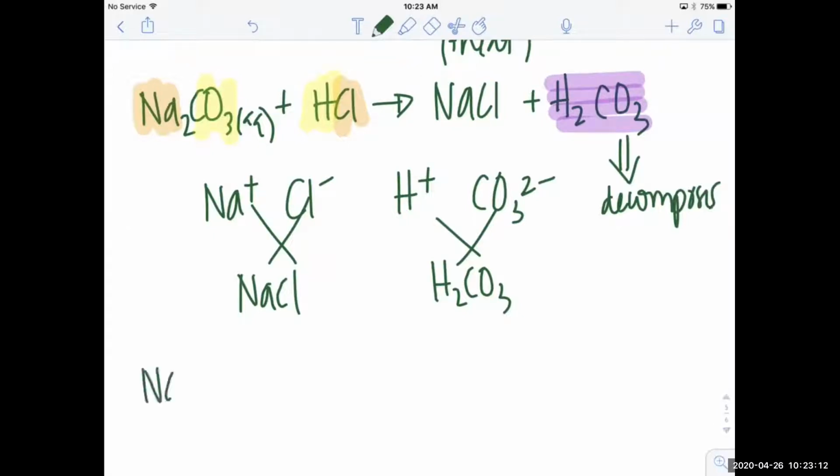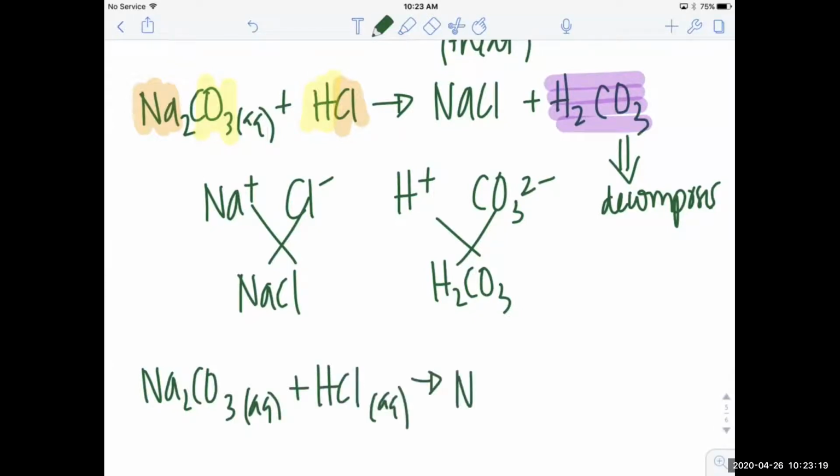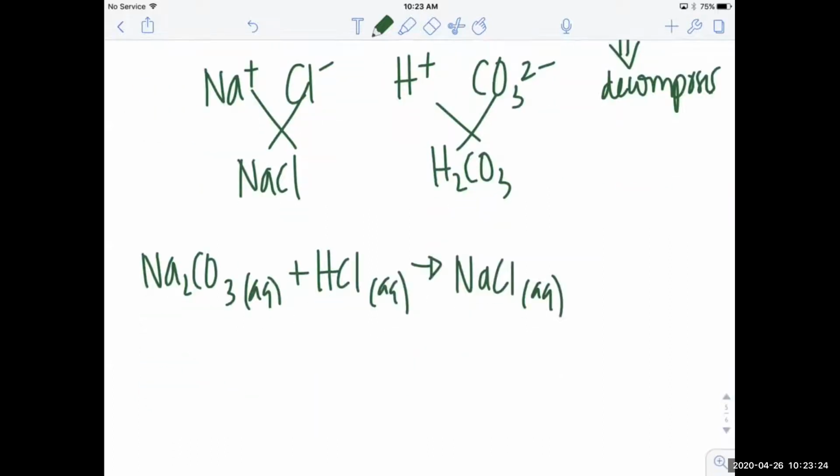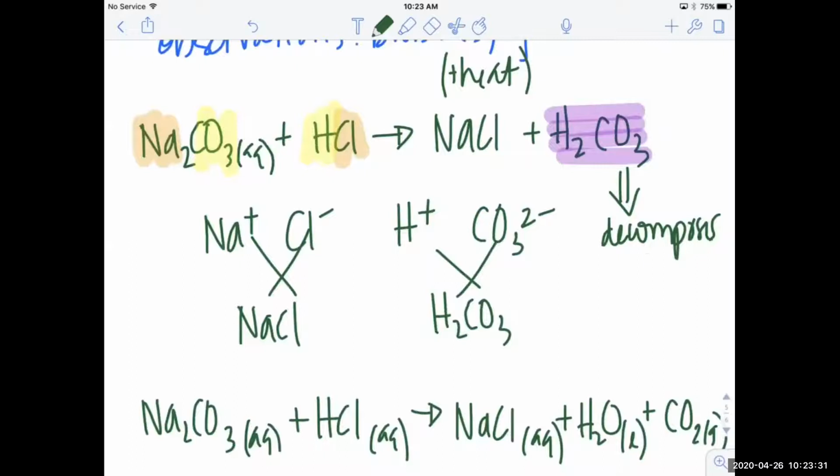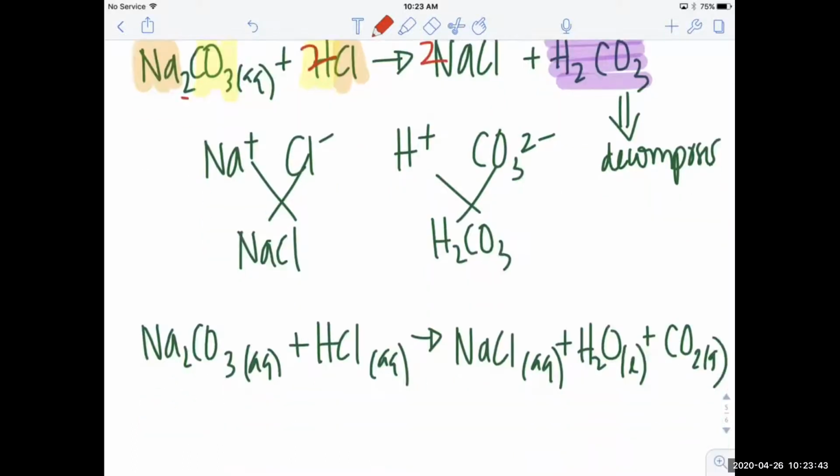So we're going to go Na2CO3, aqueous, plus HCl, aqueous goes to NaCl. I know this is aqueous because of the Na, plus H2O, liquid, plus CO2, gas. What you can do up here is try to balance it, and then you can follow through down here. So I see that there's 2 Nas over on the left, so I'm going to put a 2 here. There are 2 Cls, there's 2 H's, there's 1 CO3. So as long as I bring this 2 down here, the rest of it will be balanced.